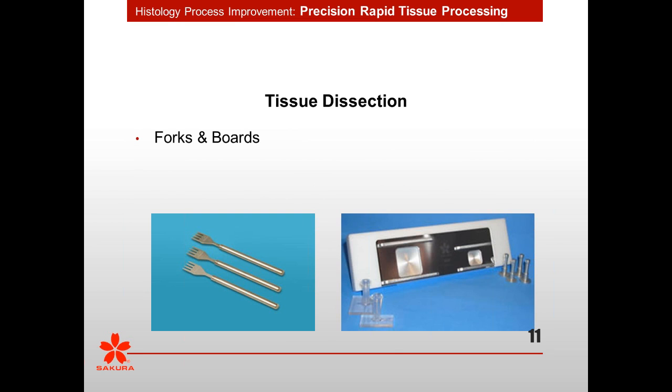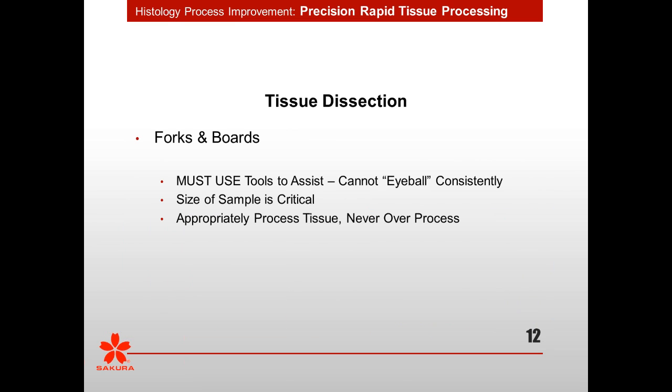So here are a couple of things from Sakura. On the left are the forks. They come in different thicknesses from 1.5 to 2.5. Those are surgical steel. They're easy to put into the tissue. You make your cut with your scalpel around that, and now you have a clean, precise sample to place in your tissue cassette. The boards on the right, this is the well, which seems to be real popular. You set the depth of the well, and then you're able to put larger pieces of tissue, hold those down with the dampers, and then slice that with your scalpel. But again, precise tools so that you can create precision. You've got to use tools to assist.